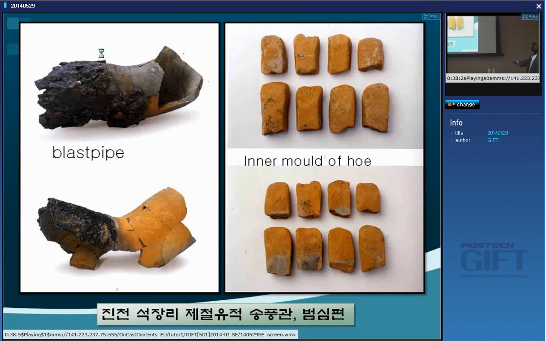At this site, there is a blowing pipe. The diameter is 15 or 20 centimeters. And this is the inner mold of a hole, an agricultural tool hole. The outer mold was not found when they excavated. Why are there only inner molds? I can't understand.